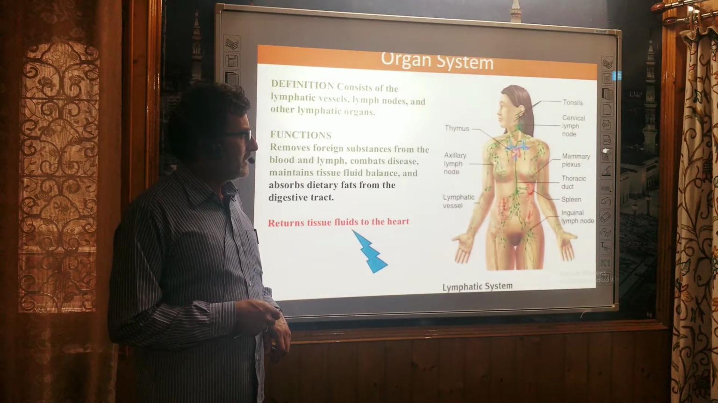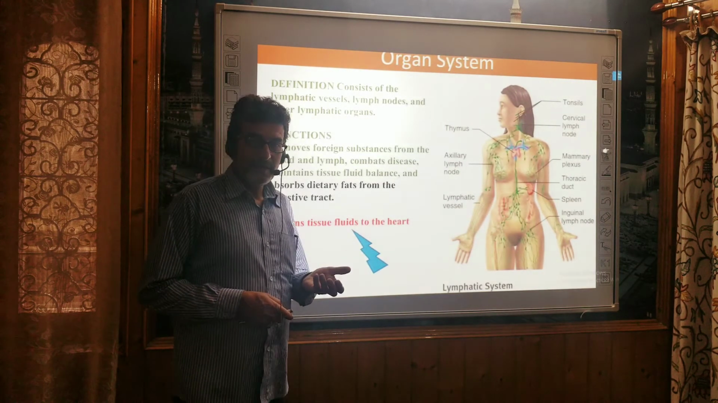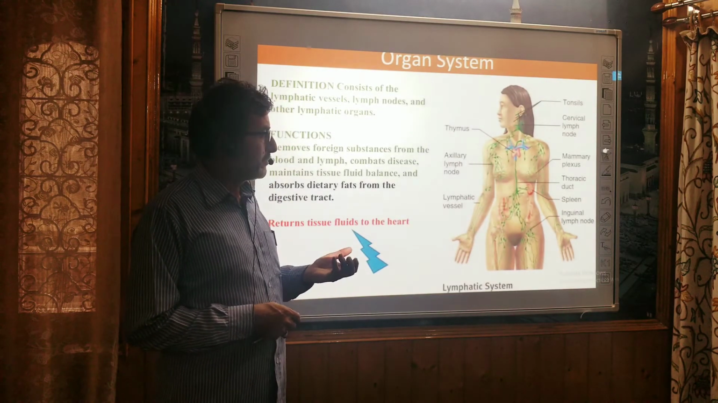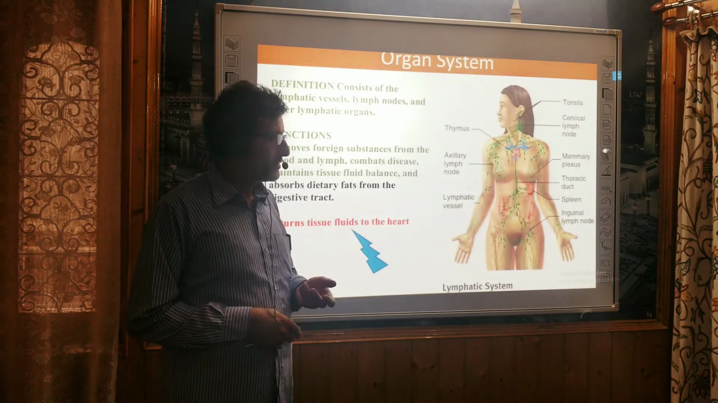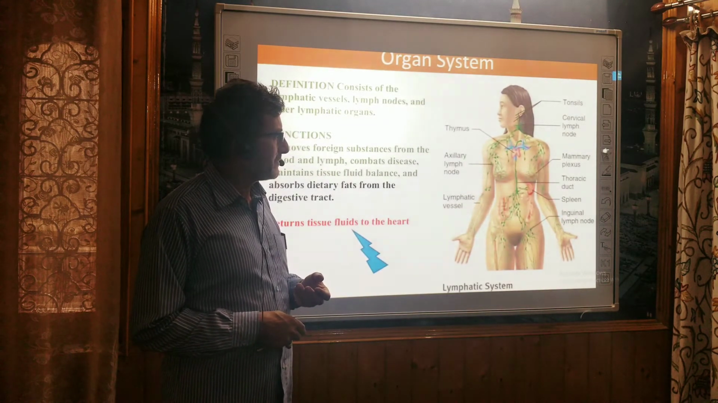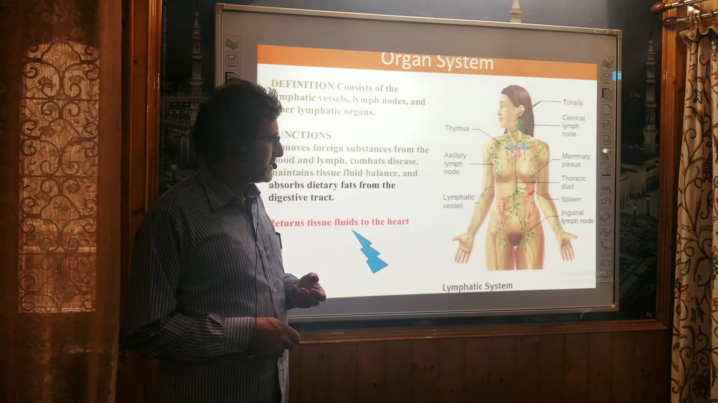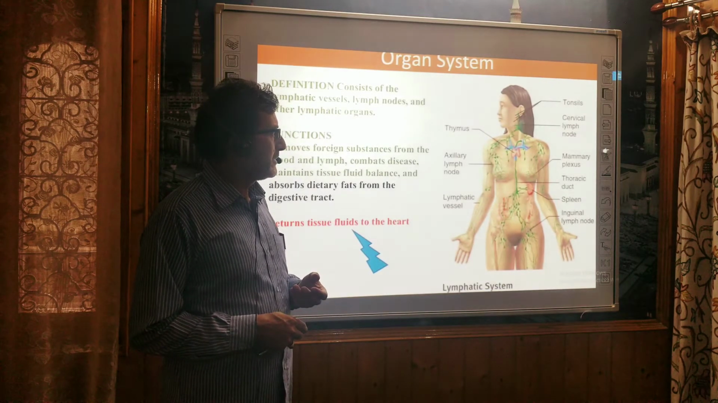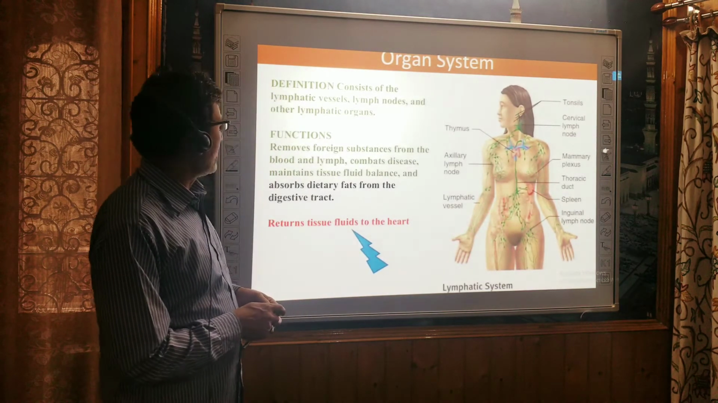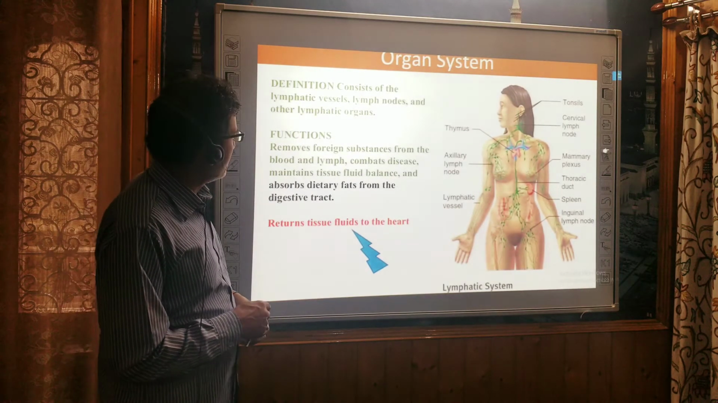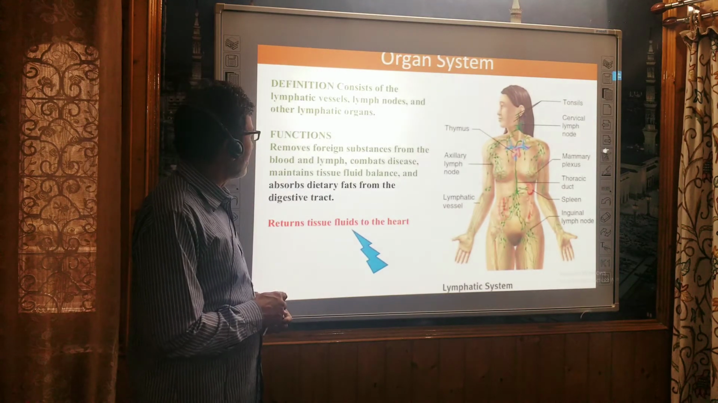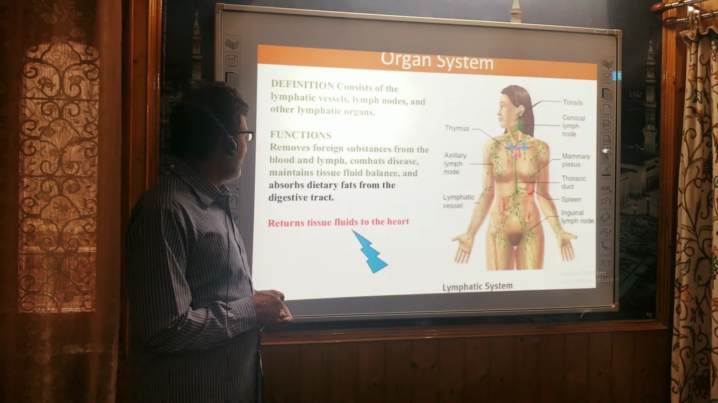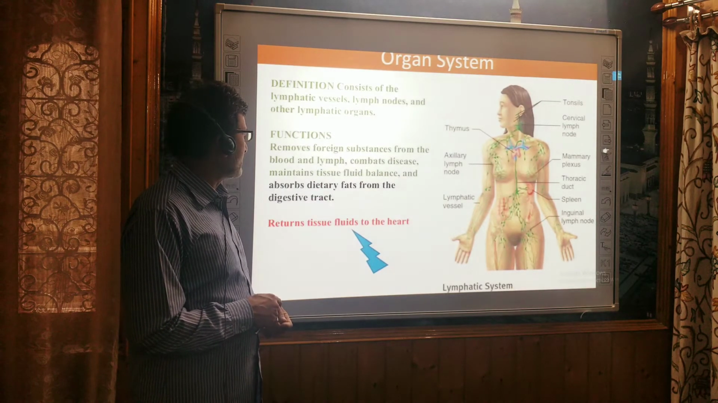This is lymph nodes, from here we get lymph, colorless fluid which provides us lymphatic cells. These are lymphocytes. Lymphocytes are the soldiers of blood. So this is our system. This is spleen, thoracic duct, mammary plexus, inguinal lymph node. So these lymph nodes provide us this lymph, that is colorless fluid. What is its function? Removes foreign substance from the body. So it maintains our immune system. And lymph combats disease, maintains tissue fluid balance, and absorbs dietary fats from the digestive tract.